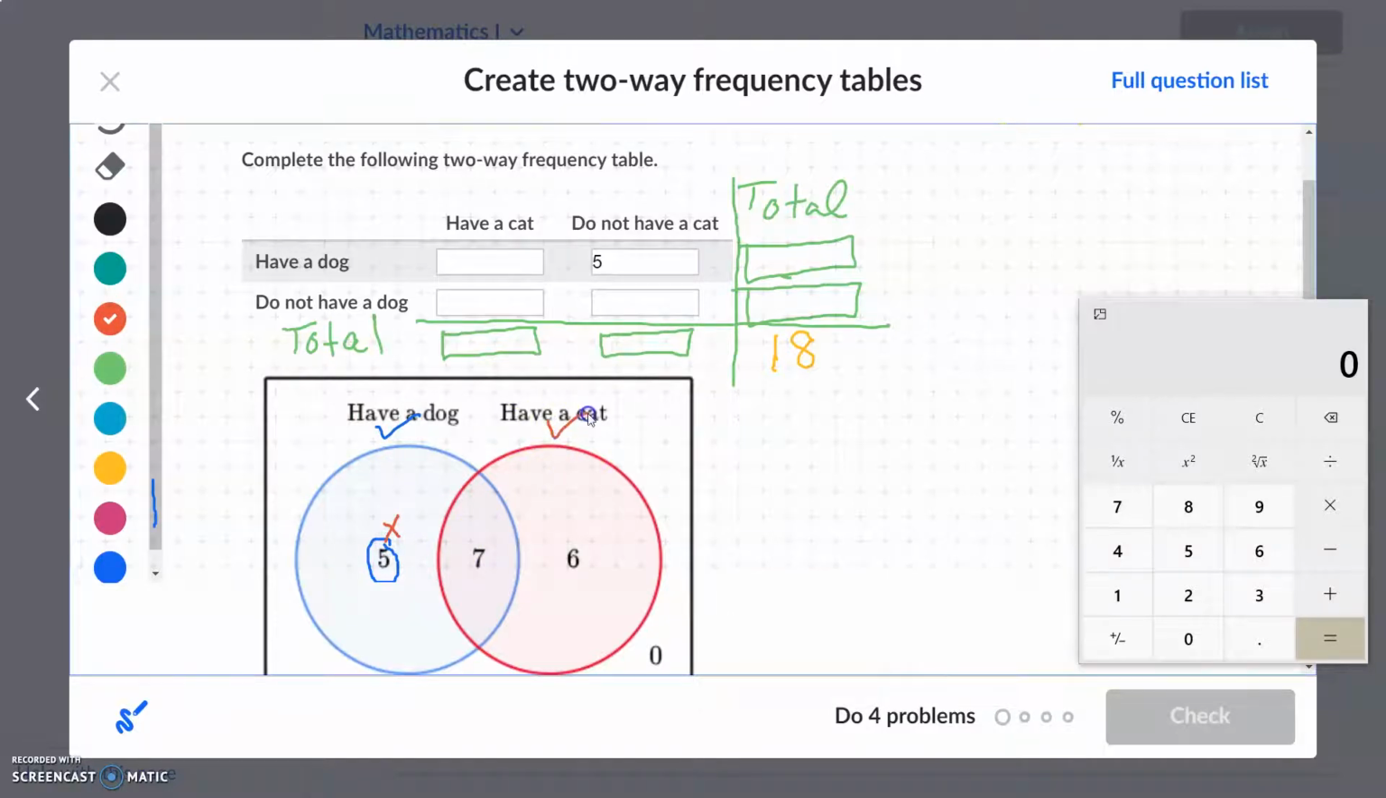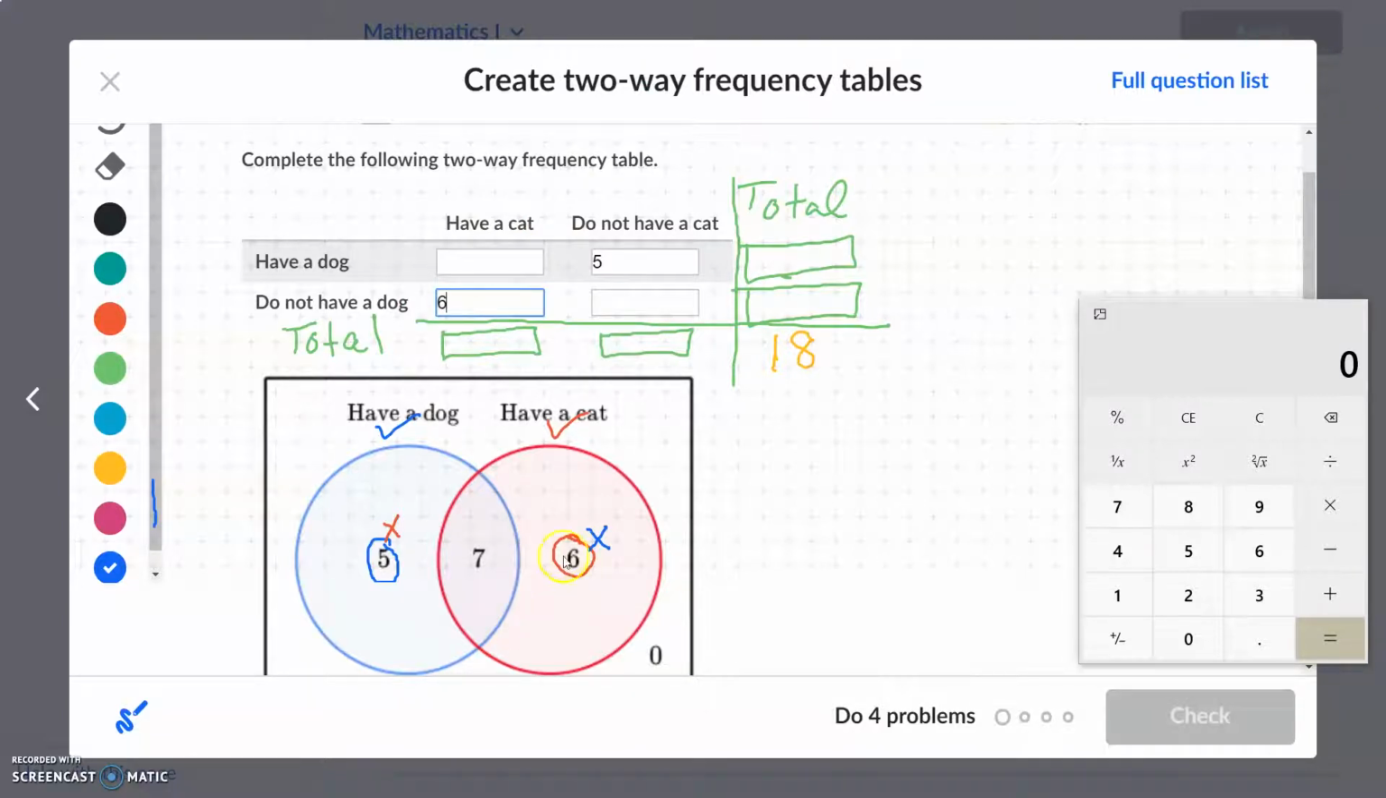Now the red circle is have a cat. So what number is just in the red circle? Just this 6. So this is have a cat, but no dog. So where's the have a cat, no dog box? Right there. Have a cat, no dog. That's going to be 6.